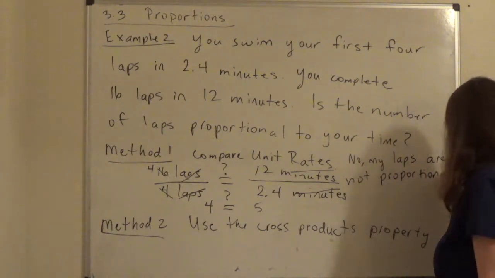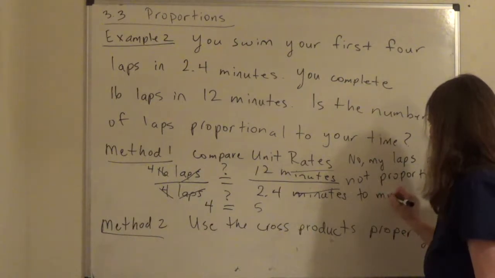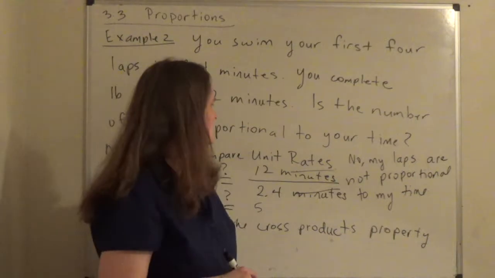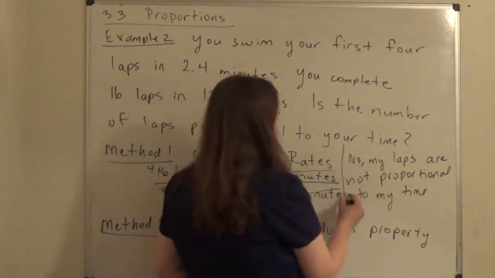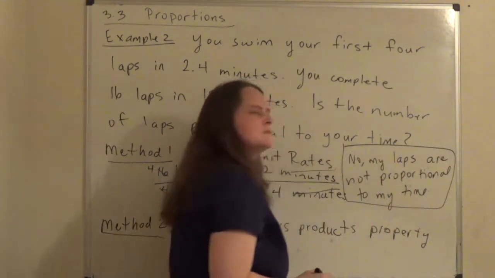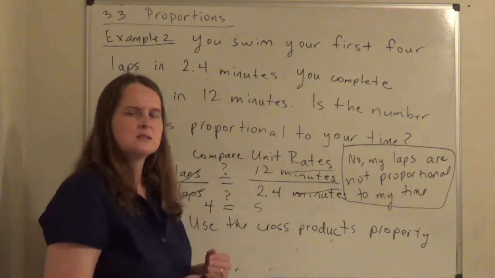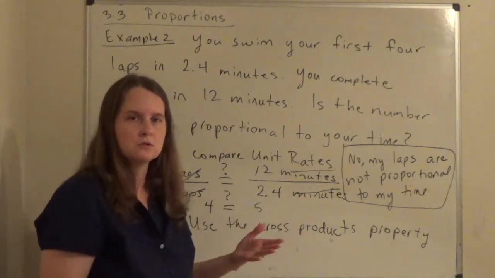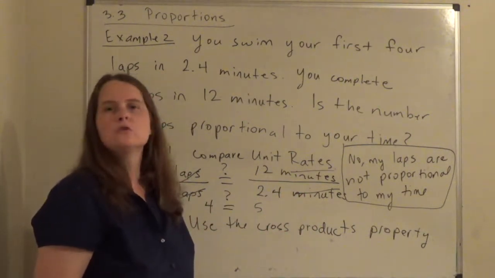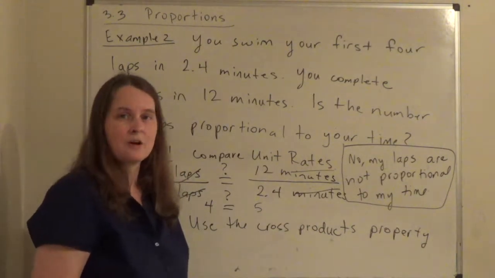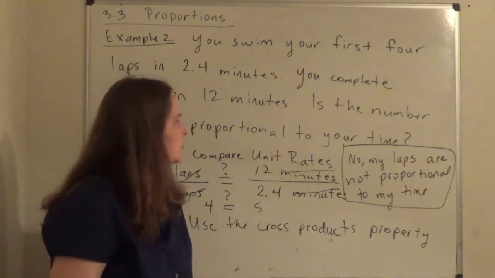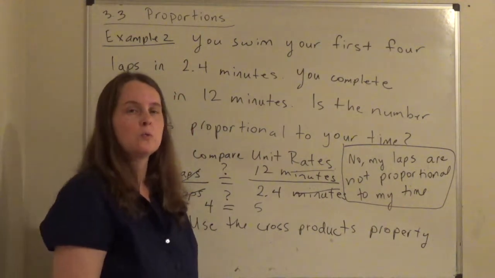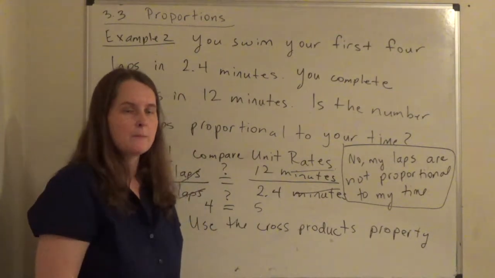What does that really mean? You can think of this as meaning that you were not able to do the same distance in the same amount of time the 2 times that you did it. So one time you just weren't swimming as hard. Maybe you had a current. I think it was in a pool though. So maybe for whatever reason, maybe you were just tireder the second time, so you weren't moving at the same rate. So they're not proportional.